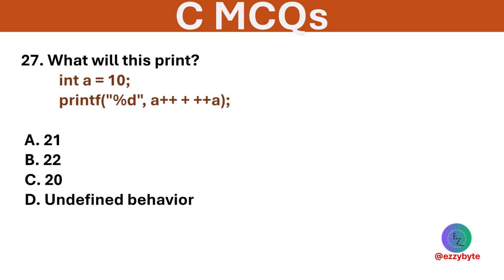What is the output of the following? Options are 21, 22, 20 and undefined behavior. Option D is correct. Modifying and accessing A without sequence point causes undefined behavior. The output cannot be predicted.